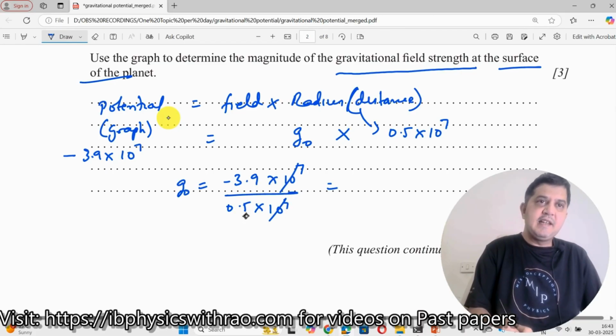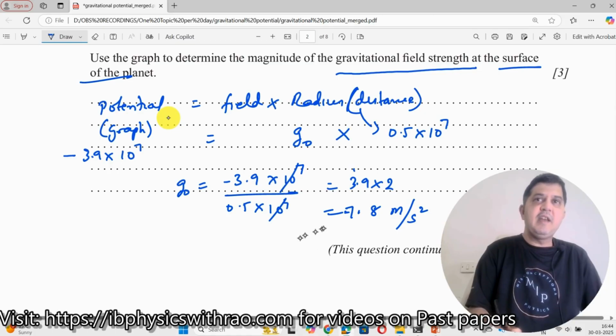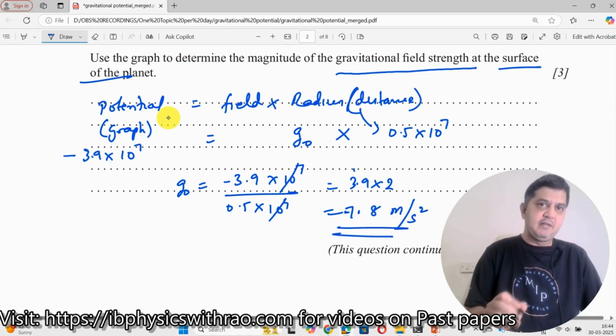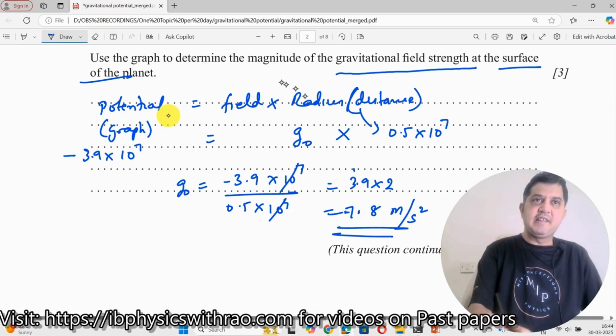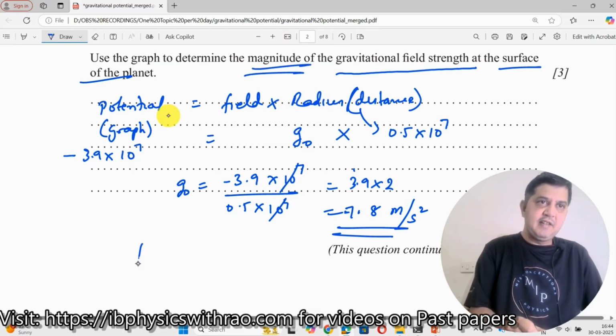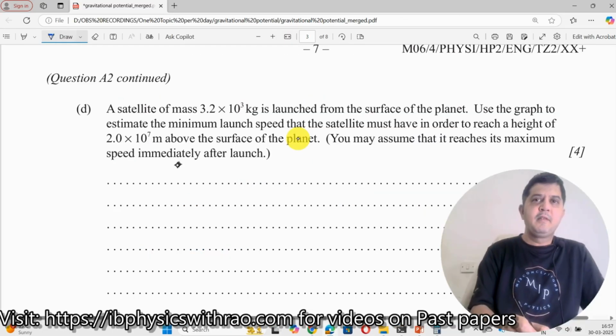So you get 3.9 multiplied by 1 by 0.5, which is 2. 2 9s are 18, 1, 2, 3 is 6, 7.8 meter per second square. Put a negative sign here. That's the gravitational field strength, seen to be 7.8 meter per second square, the magnitude. Because he's asking only the magnitude, I will just write magnitude of G0 is equal to 7.8 meter per second square. Okay, question number D.